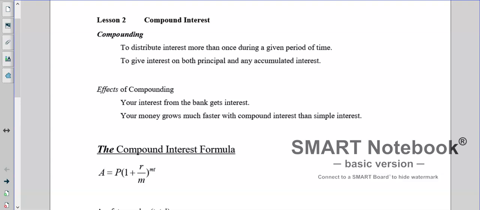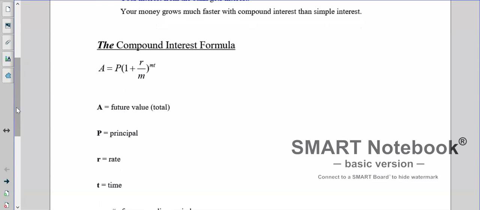And so it's compounding. You're getting interest on the previous amount, which is always building. And what happens is you build interest faster. That's why you invest money in these things, to make money faster, which is good for you. Okay? So here's the formula. It's a little bit more complicated.